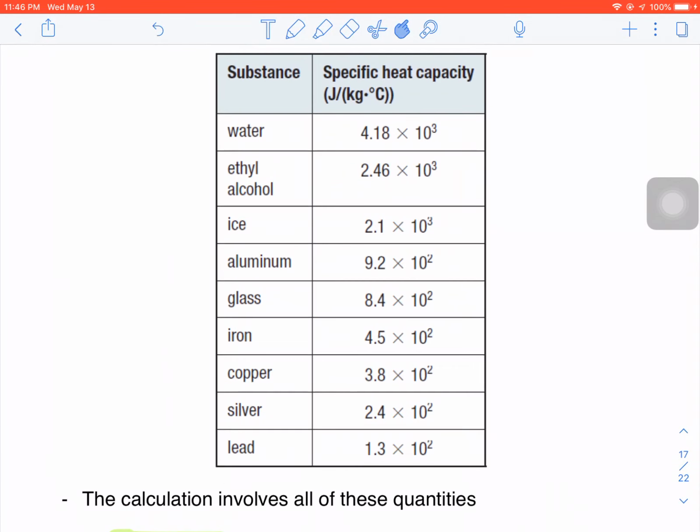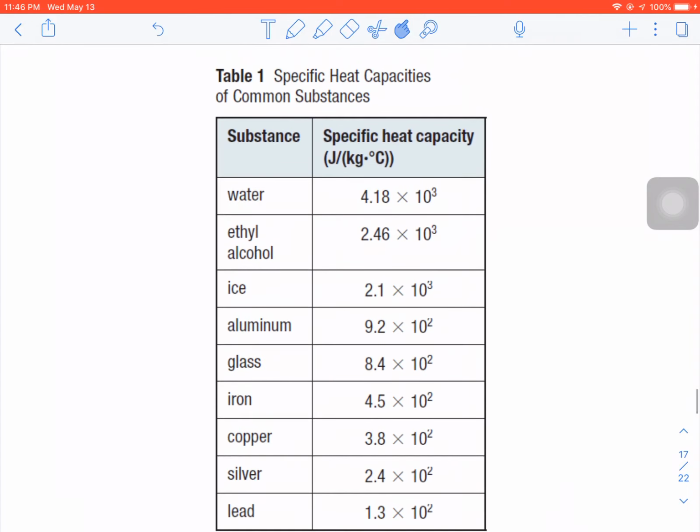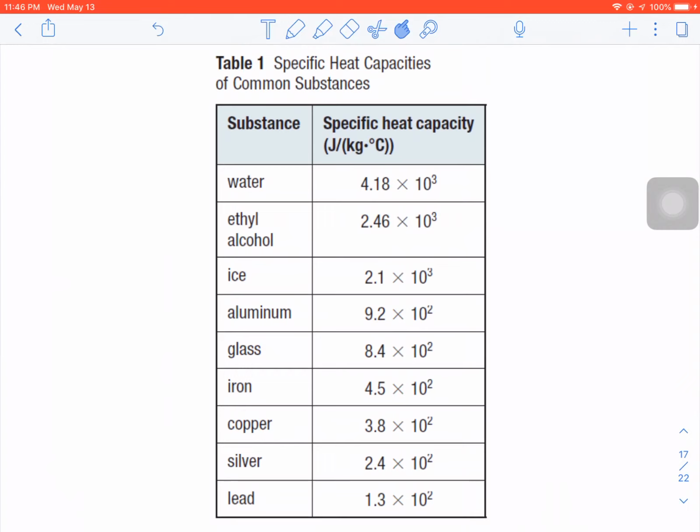So typically, we will be given a table on the test that will tell us what are the C values for different types of matter. So it turns out that for water, it's 4,180 joules of energy required to raise the temperature of 1 kilogram by 1 degree Celsius. If I have ethyl alcohol, which is a liquid, I only need 2,460 joules to raise the temperature of 1 kilogram of ethyl alcohol by 1 degree Celsius.